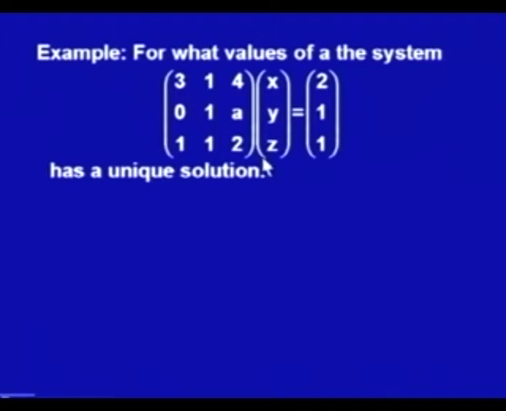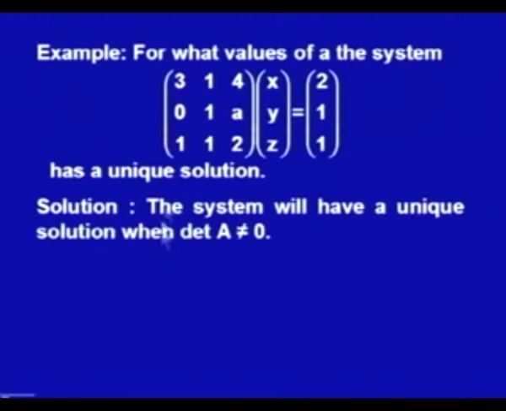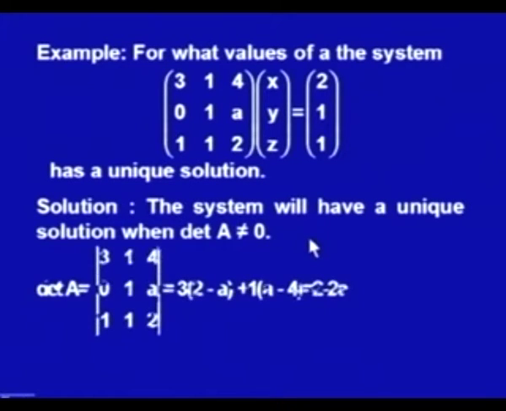I have been given a 3 by 3 system, and it is a non-homogeneous system because the right hand side is a non-zero vector. So, we have to first find when this system has a unique solution. This involves an unknown constant A. So, the question is, for what value of A does the system have a unique solution? Now, we know that the system will have a unique solution provided determinant A is not 0. So, determinant A is to be evaluated.